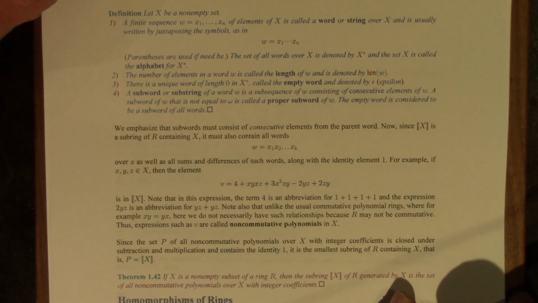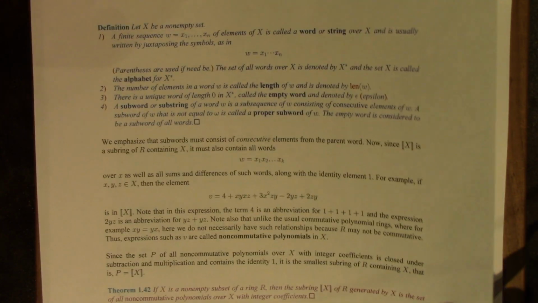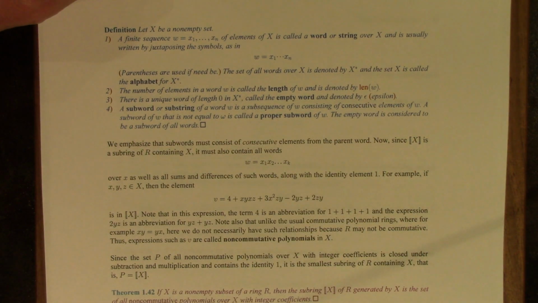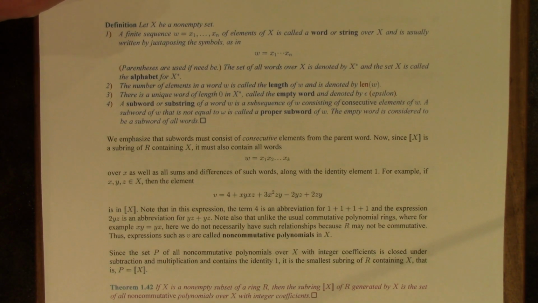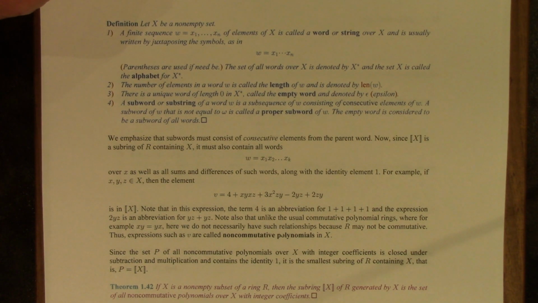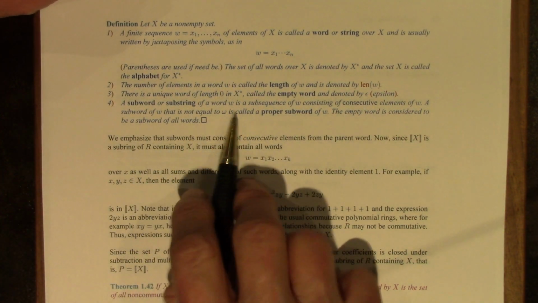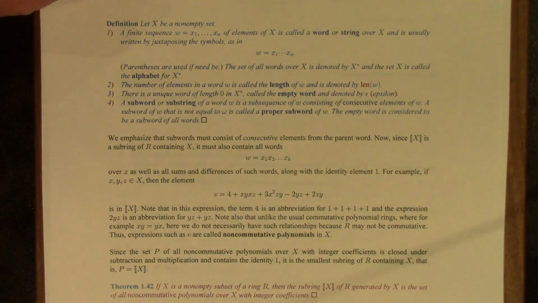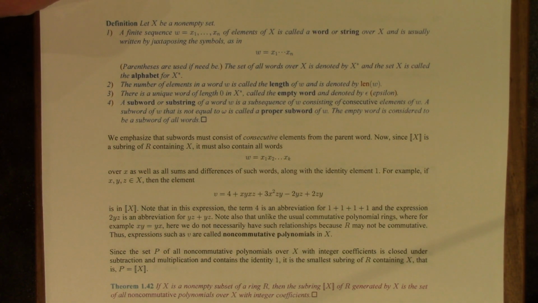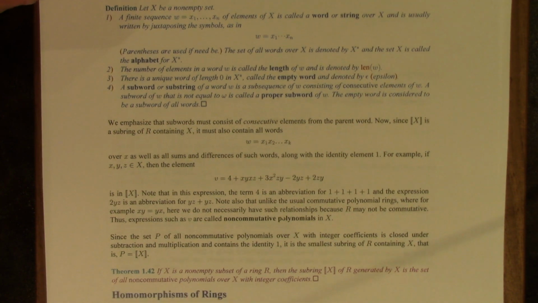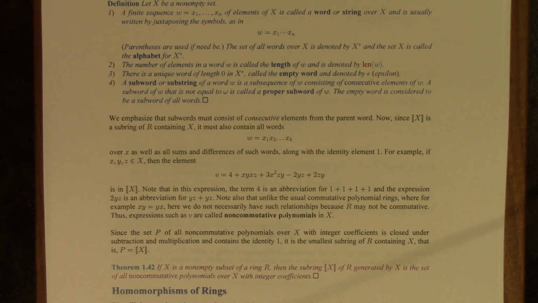The number of elements in a word is called its length. We use len of w for the length. There is a unique word of length 0, and it's called the empty word and denoted by epsilon. A subword or substring of a word is a subsequence of w consisting of consecutive elements, and I emphasize consecutive elements of w. A subword that's not equal to the whole word, which is a subword of itself, is called a proper subword. And finally, the empty word is considered a subword of every other word, or of itself, in fact.